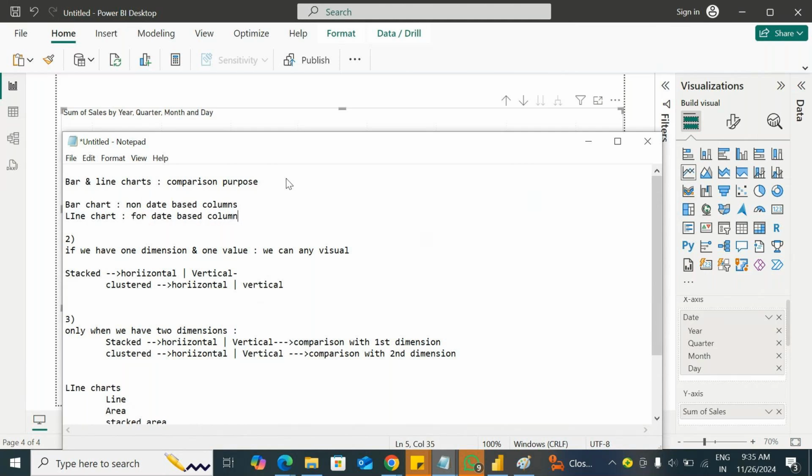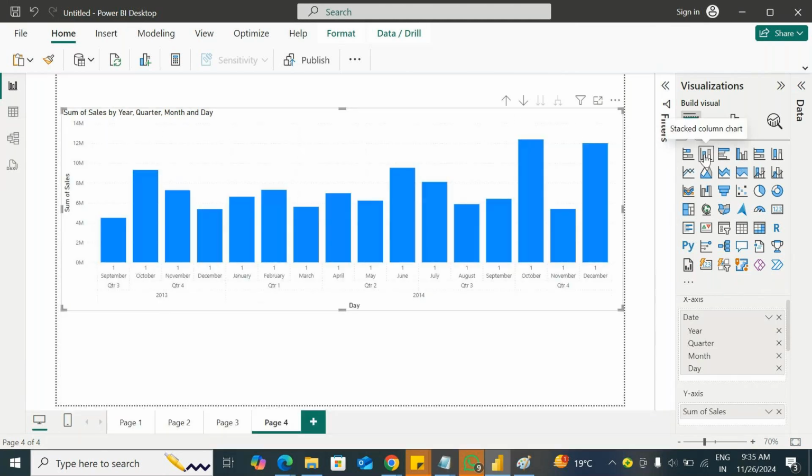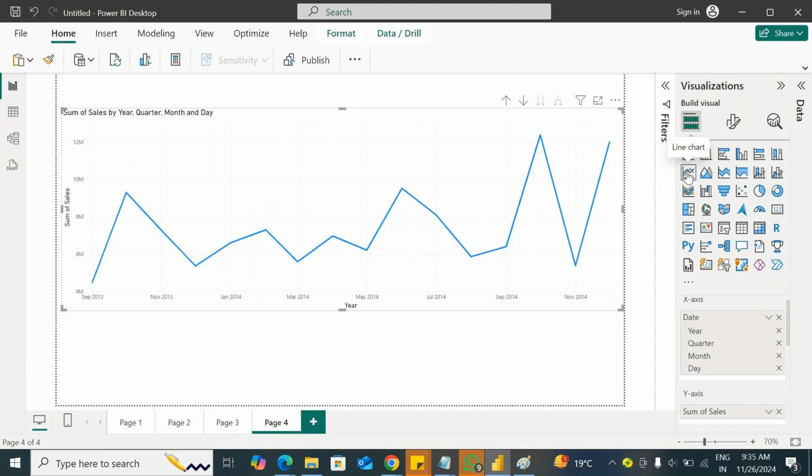So whenever you want to compare a date or year, month, quarter, week, day, if you are using a bar, multiple bars will be there. For easy understanding, we are going to represent a line. If you are unable to understand through a line, you have an option called area.